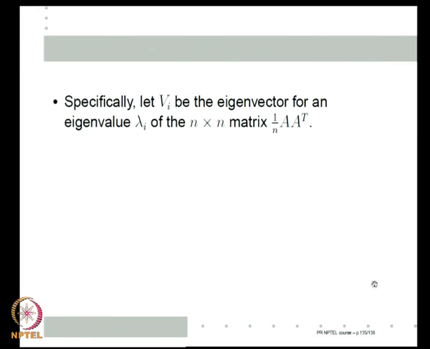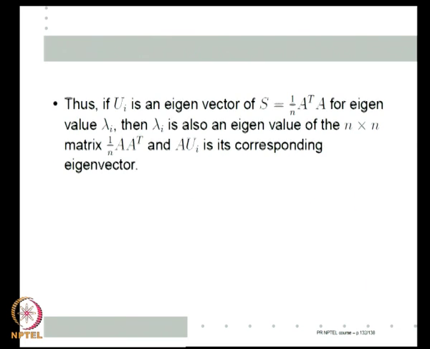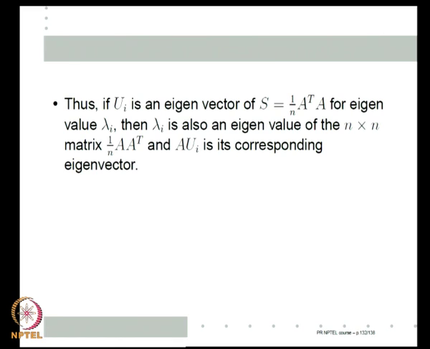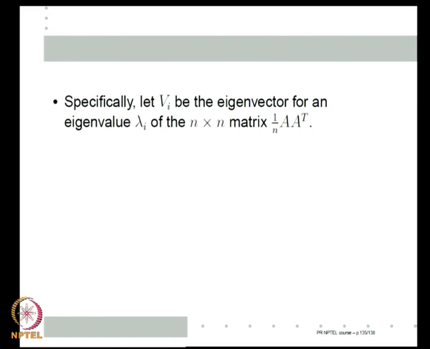Specifically, what can I do? Let vi be the eigenvector corresponding to eigenvalue lambda i of the n by n matrix 1 by n A A transpose. I hope you remember what A is. A is the n by d matrix whose ith row is (xi minus x bar) transpose. So, S is actually 1 by n A transpose A. Instead of that, we are looking at 1 by n A A transpose. 1 by n A transpose A is a d by d matrix, while 1 by n A A transpose is an n by n matrix.